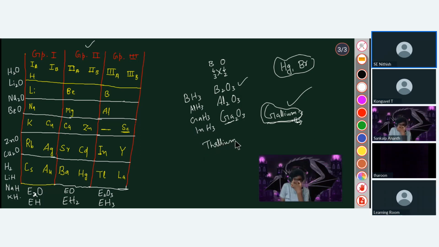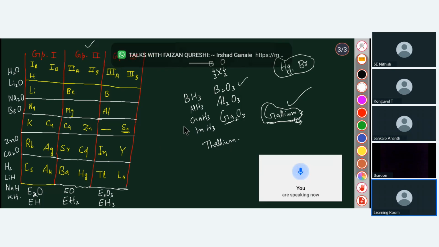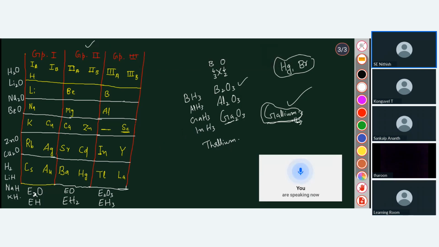So what are the properties of thallium, sir? Same as that of indium, same as that of aluminium, same as that of boron. They all exist like that, which is why you might remember all those elements which lie within the same group, they have similar properties.